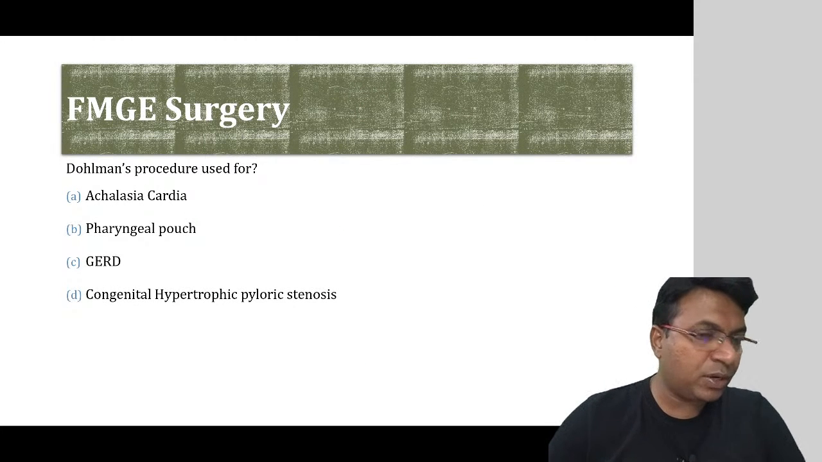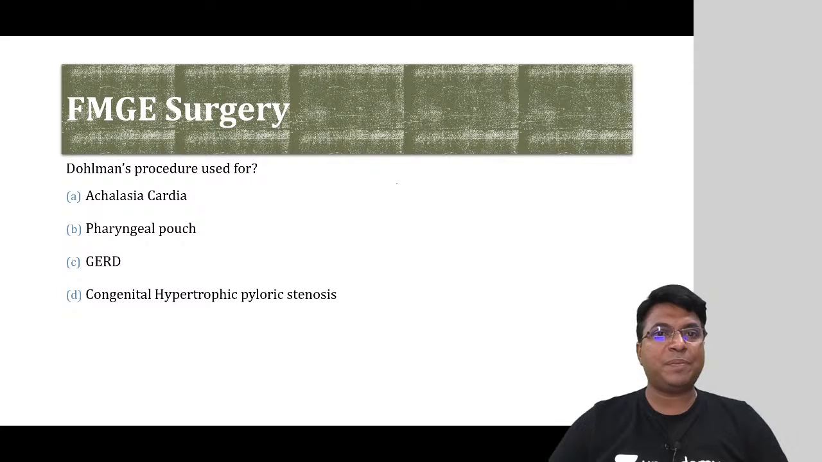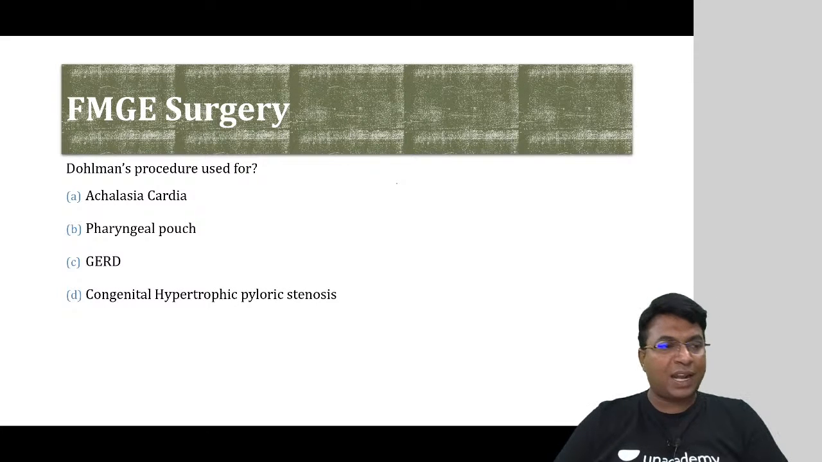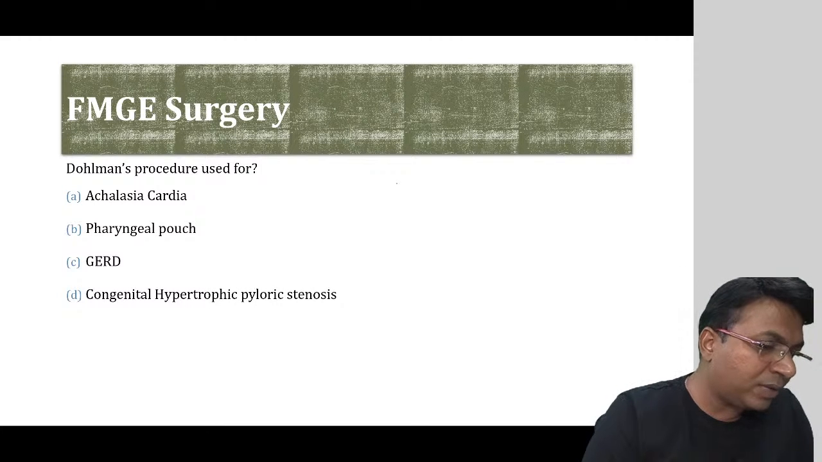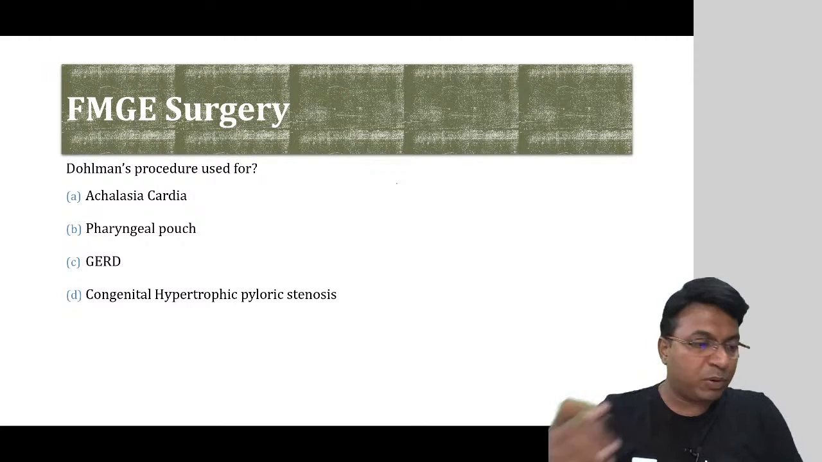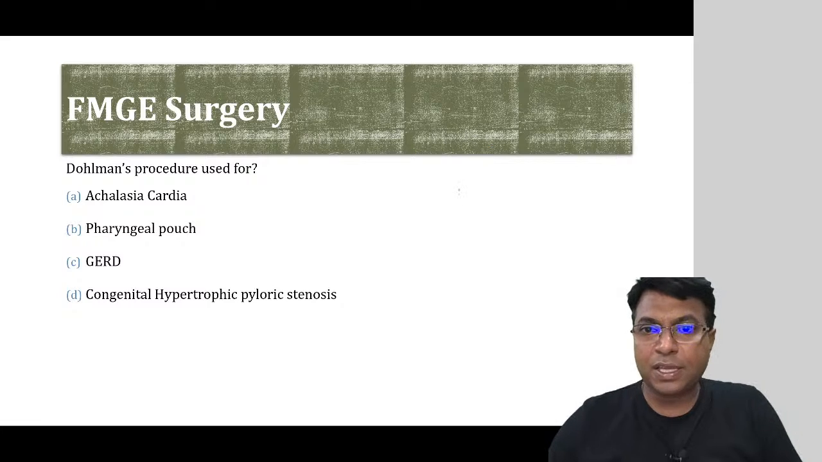So, a classical question: Dolman's procedure is used for. This has been a repeated FMGE question. More than 100 times this question has been asked in the exam. So Dolman's procedure is used for what? What is your answer? Very good, Rajinikanth, perfect. The answer is pharyngeal pouch.